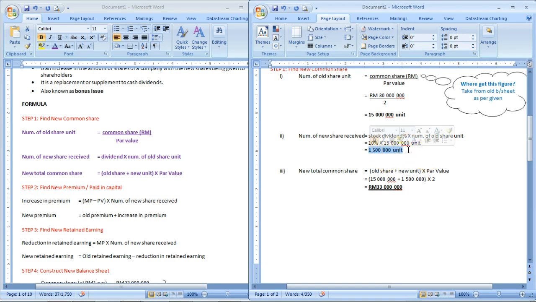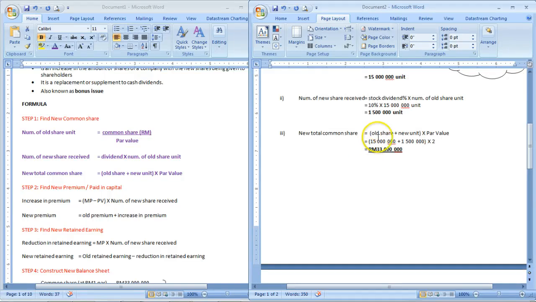1,500,000 units of new shares. So what is your total new shares, class? 15 million is your old shares plus 1,500,000, so your total is 16,500,000.